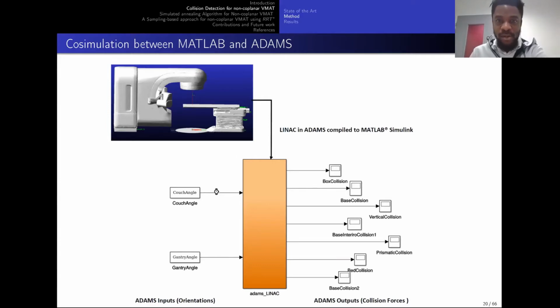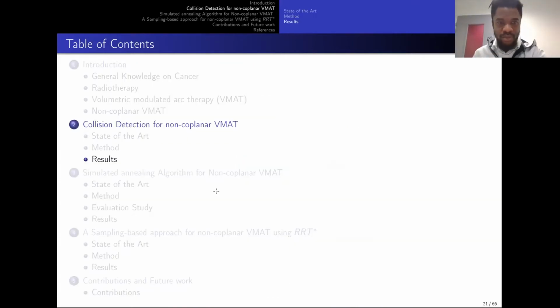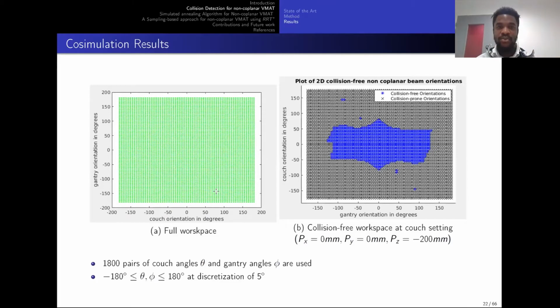So to test our method, we took 8,800 pairs of couch-gantry angles. On the left-hand side, we can see the workspace. Each of these pairs, we send it to the Adams plant, and then we read the collision output to see if there's a collision there. On the right-hand side, we see the map, and the blue dots that are plotted show the areas where there's no collision in the workspace, so it's the collision-free workspace that we can read out. Each of these couch and gantry orientations is discretized at 5 degrees separation.